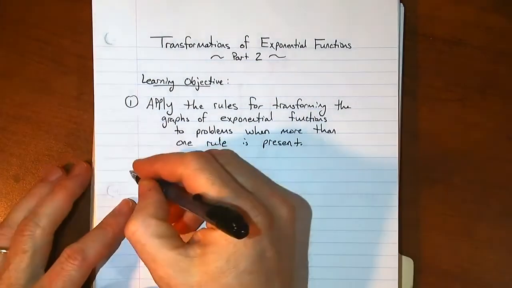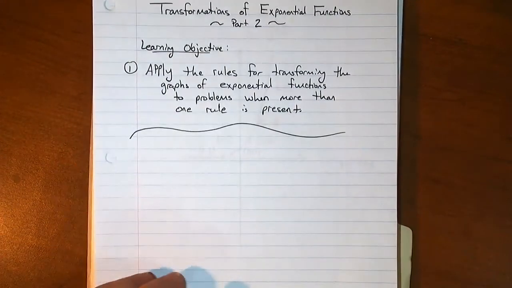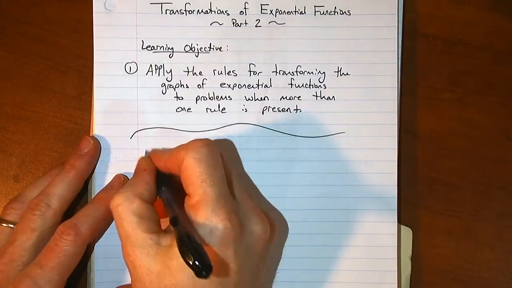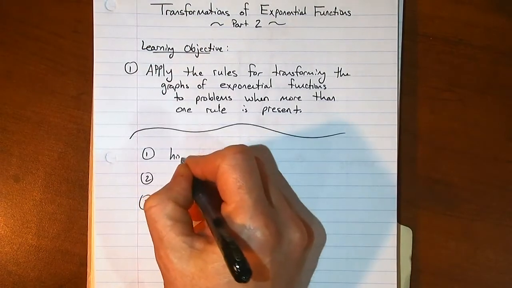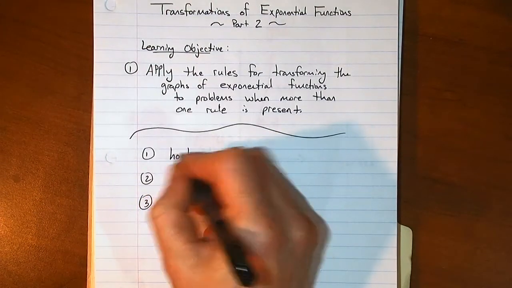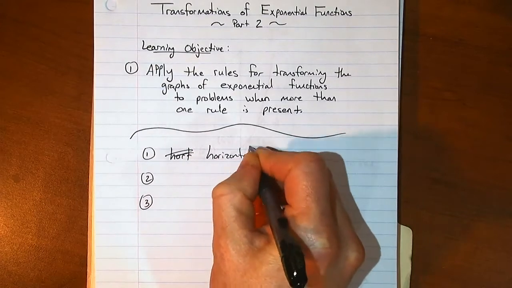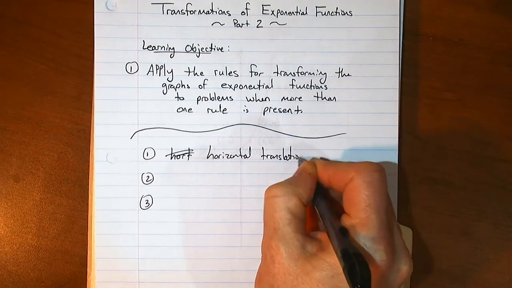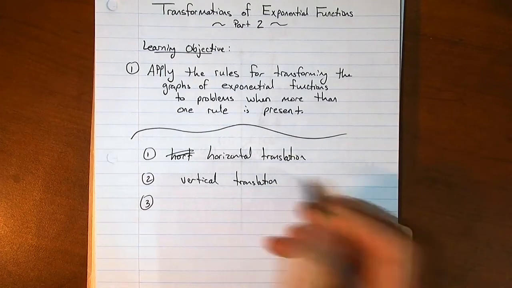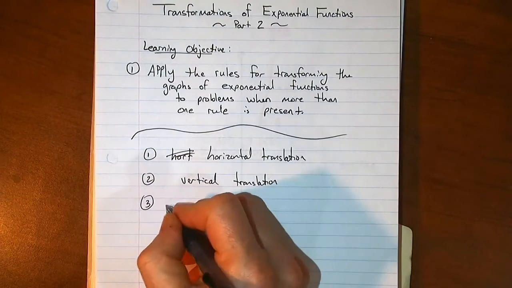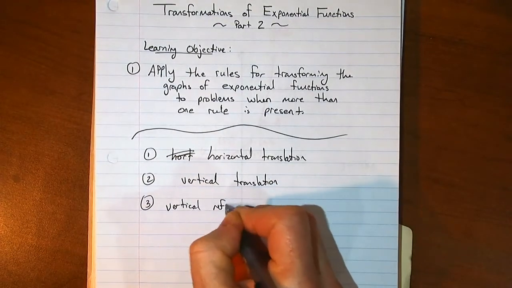So let's start with just a very, very quick review of what those rules were. So this is how you're gonna know whether or not you're ready for this video. So we talked about in the last video three rules. I'm going to just write these in the order that they come to my mind. This is probably not the same order I did it in the video last time. That's okay. The first one that happens to come to my mind is what we call a horizontal translation. And then secondly, we talked about a vertical translation. And again, this might not be the order we talked about them in the video. And then last, a vertical reflection, okay?